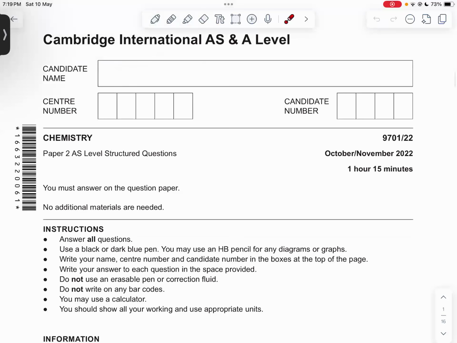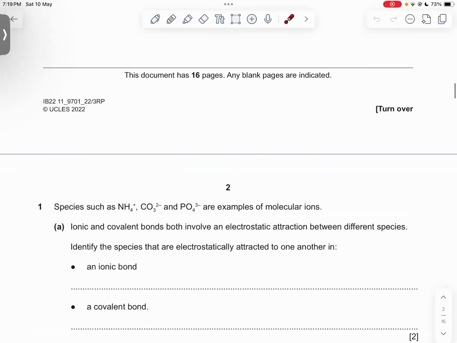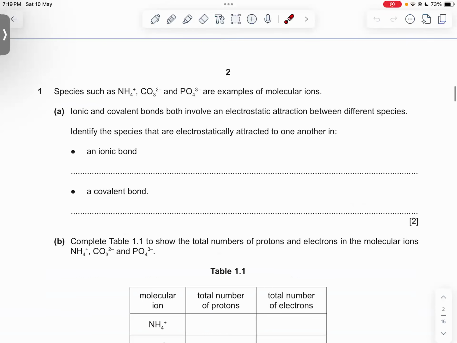Today we are doing AS Chemistry A levels, October November 2022, variant 2. All right, paper 2. Let's look at the first question. Species such as NH4 plus, ammonium, carbonate, PO4 3 minus are examples of molecular ions. They're also called polyatomic ions.